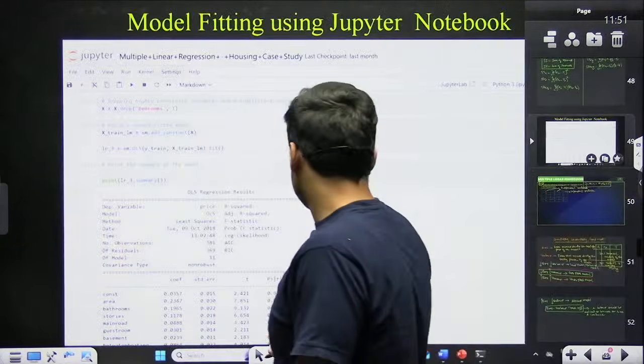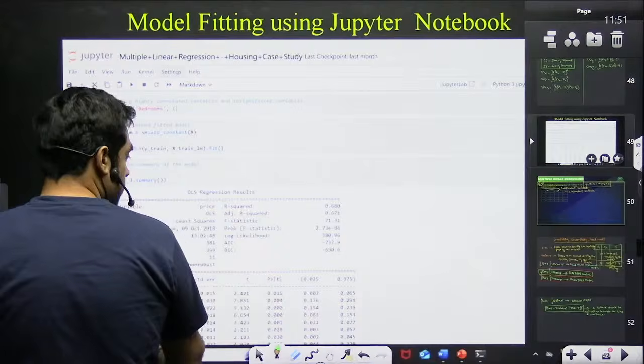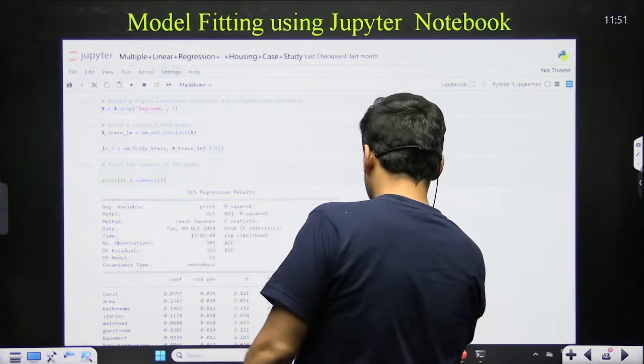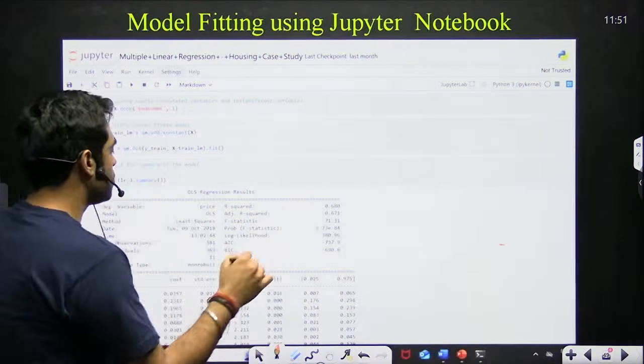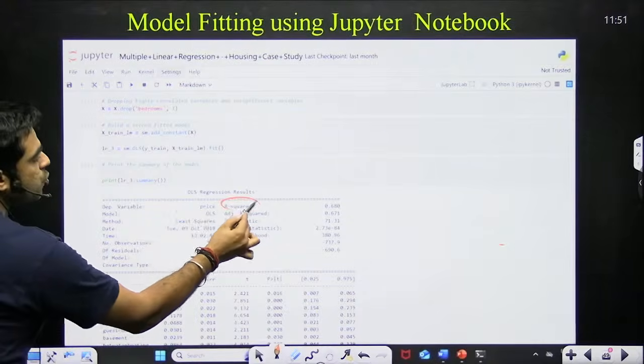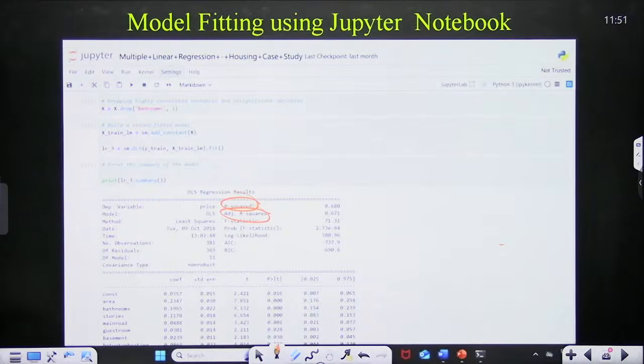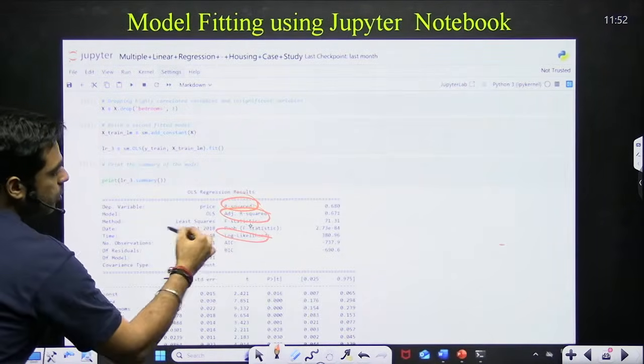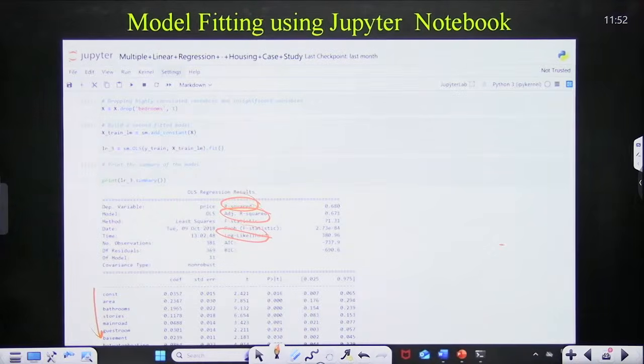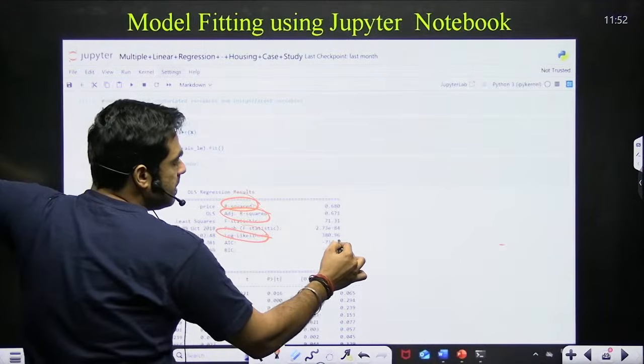The statistics which should be used: firstly you should show the R square value, then after that the adjusted R square value. Then apart from this, the model coefficients should be shown. And apart from this, log likelihood is important, right? So these three values are very important. This log likelihood is basically the cost function.